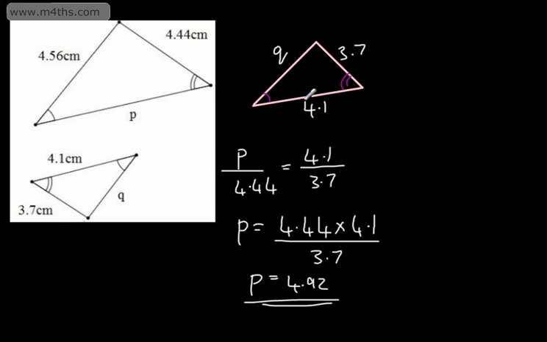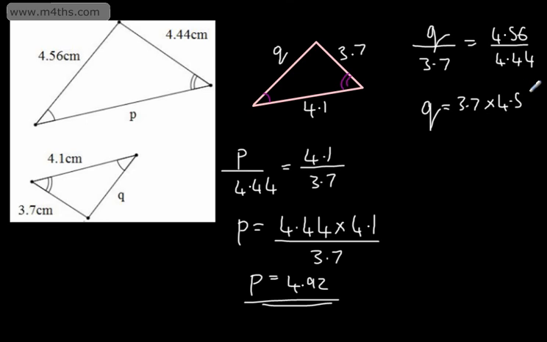So what I'm not going to do is use my answer for P. All I'm going to say is that Q over 3.7, we're given the 3.7, must be the same now as the 4.56 over the 4.44. I could have gone Q over 4.56 is the same as 3.7 over 4.44. It does not matter. Hopefully by now you've got the confidence to choose either of these and just set them up and know that they're going to give the same answer.